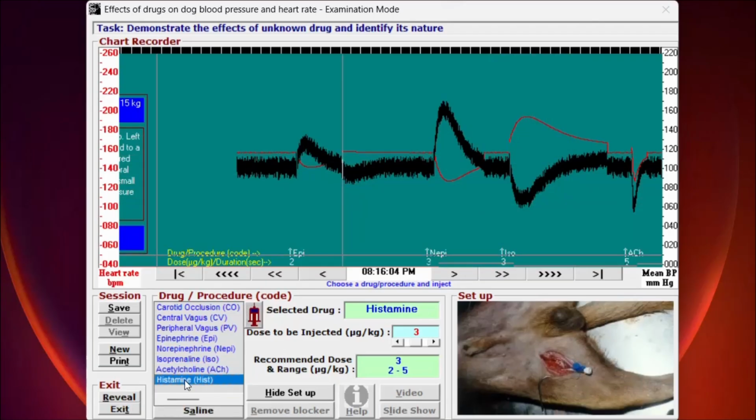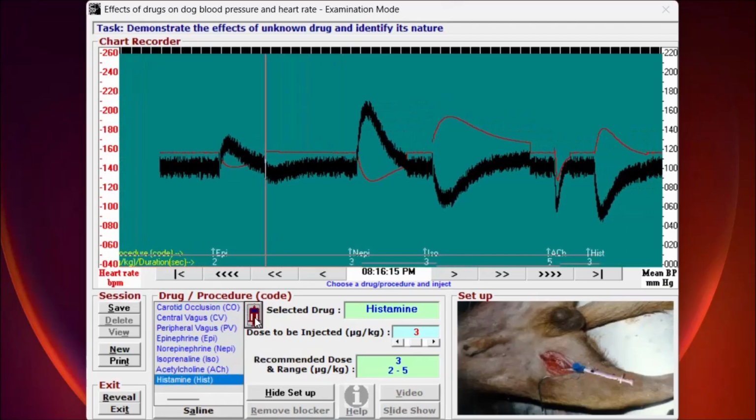Next we come to histamine. So histamine will also cause vasodilation. As a result it will also cause a decrease in blood pressure. Let's see. Yes, a decrease in blood pressure. So with this we have completed all the agonists on this side. Now let's slide it to the other side and we will see there are a few more agonists left. Let's see here whether there are more agonists or not.